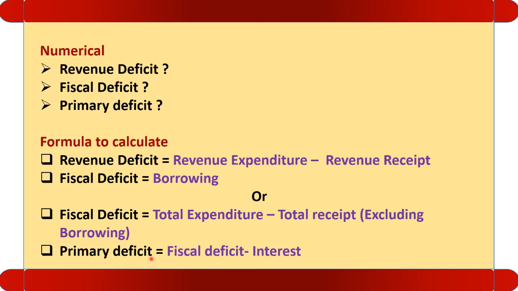Next is primary deficit. The formula is fiscal deficit minus interest. It means the money which the government borrows to meet the expenditure excluding interest payment. So the primary deficit is fiscal deficit minus interest. I hope all the formulas are clear to you.